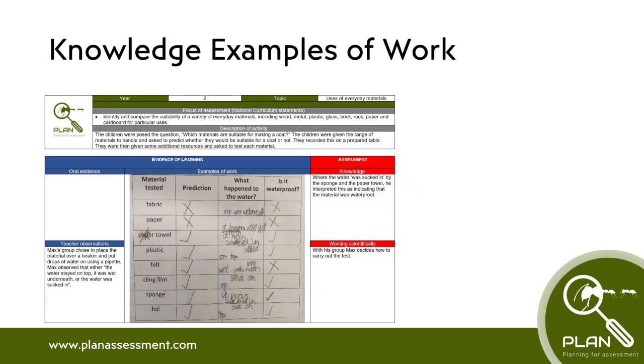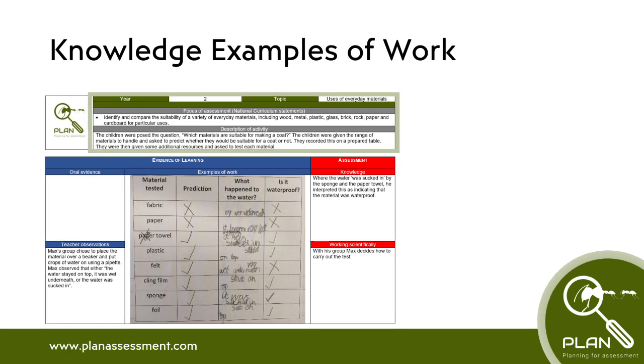This is one of the activities from the knowledge example of work for the Year 2 Uses of Everyday Materials topic. Each activity is linked to the national curriculum statement that it supports, and there is a brief description of the activity itself.